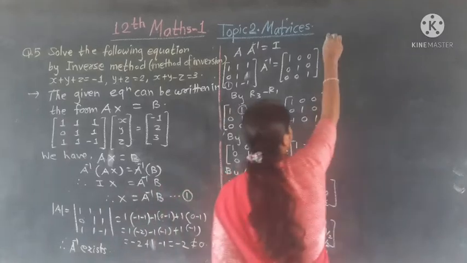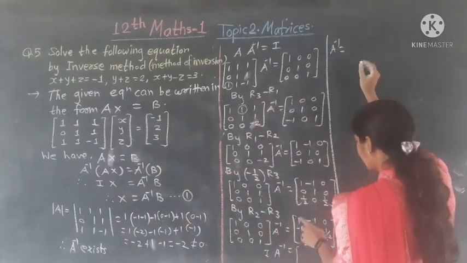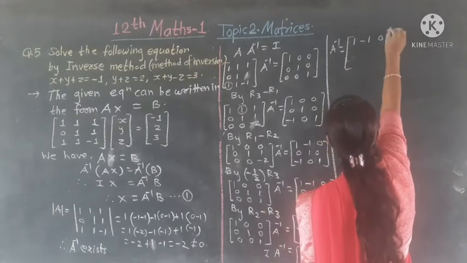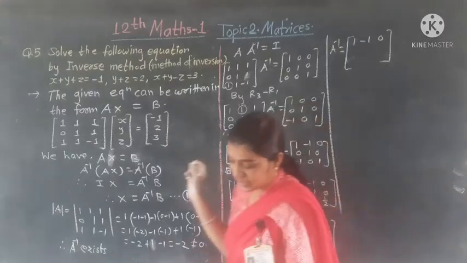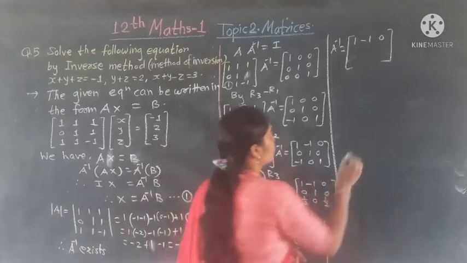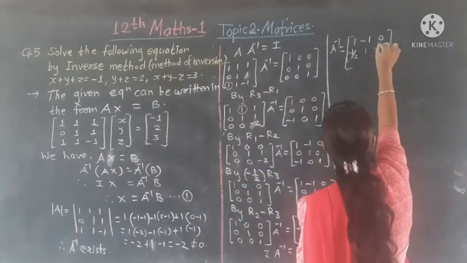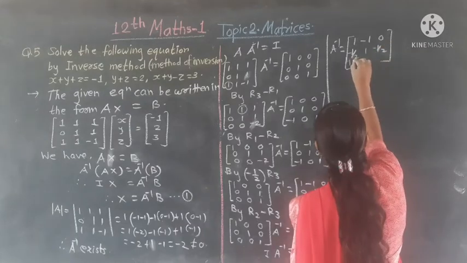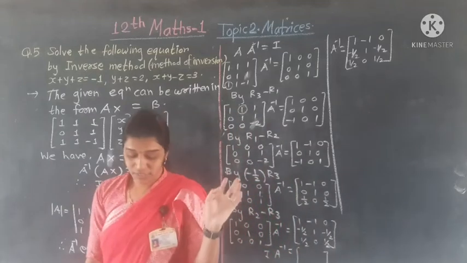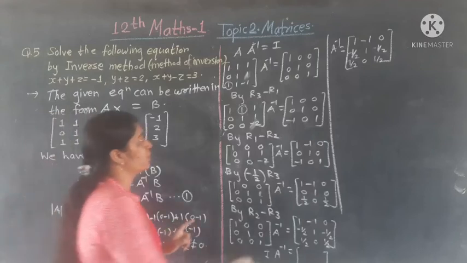So we get A inverse is equal to 1 minus 1 0. We get the matrix A inverse as 1 minus 1 0, minus 1/2 1 and minus 1/2, 1/2 0 1/2. We get the A inverse. Okay. Now we want from equation 1.